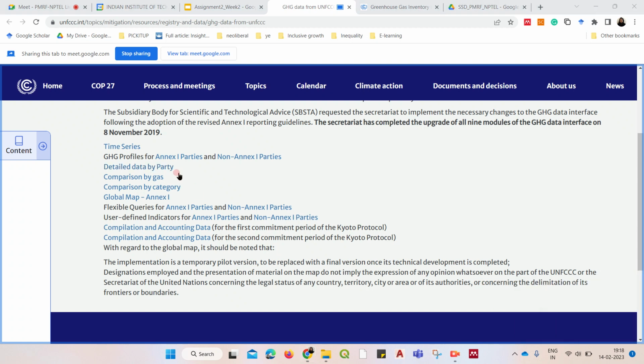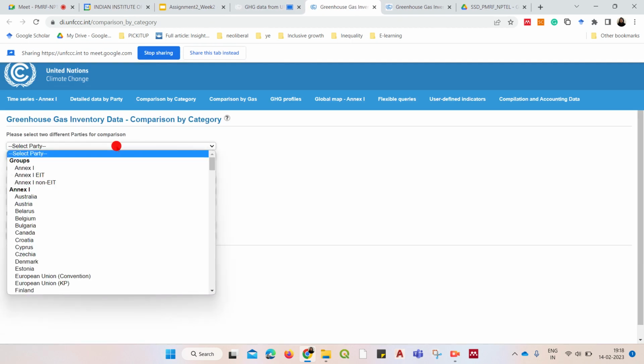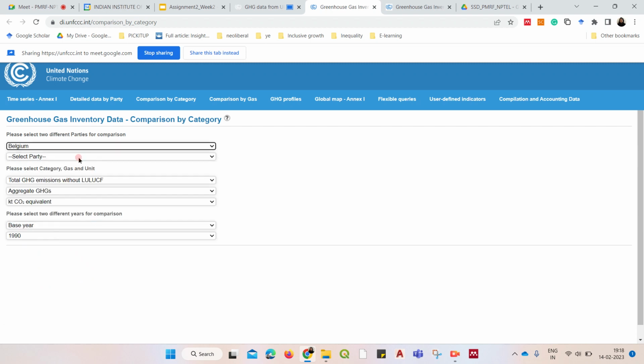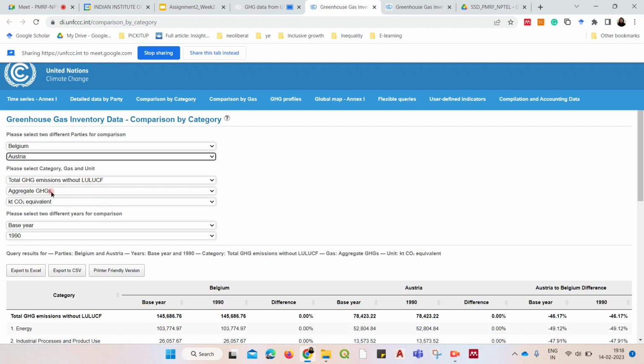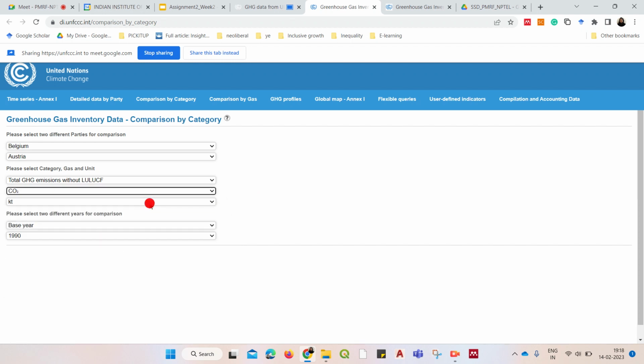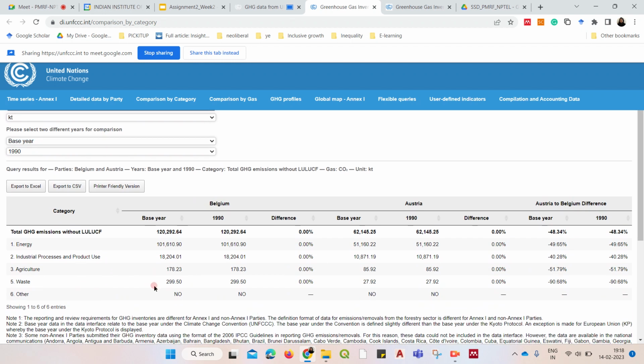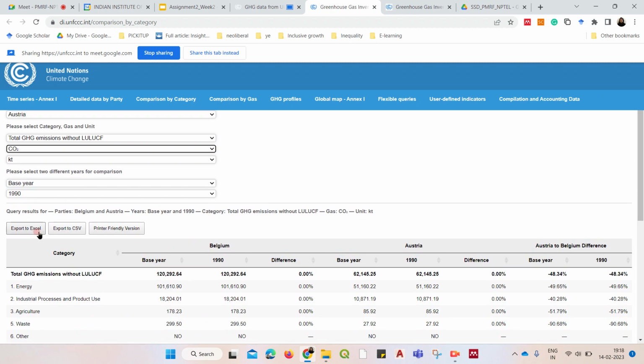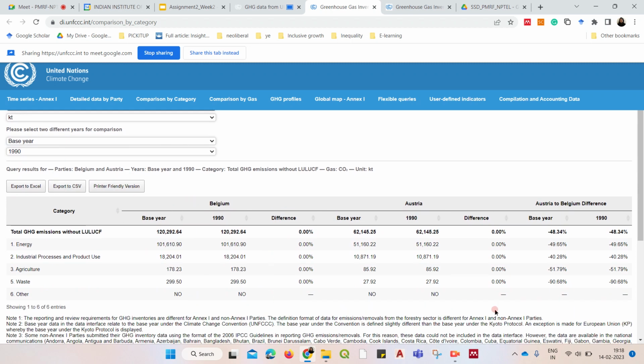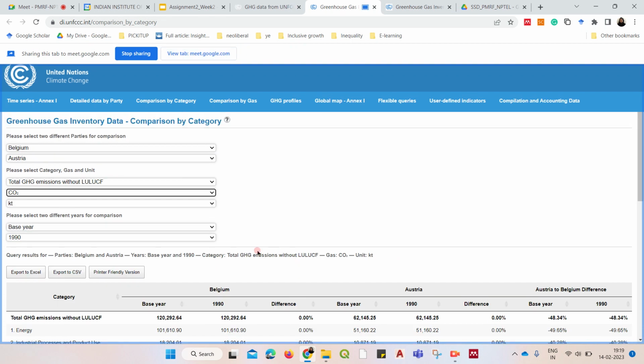Another thing you can do here is you can compare by which type of gas, then compared by which category. So for example, you select one country and another, and then you see aggregate GHGs, or you can select if you only want to see for CO2 and such things. Such data also you can get from here. You can export to Excel if you want to get this data and do any sort of calculations or assessments for yourself. I hope this is clear.